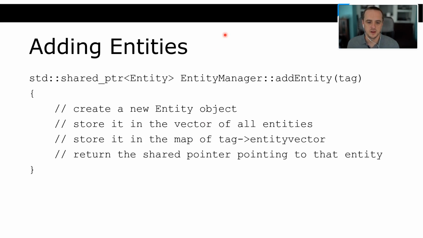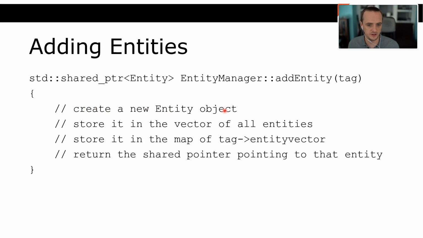So how do we add an entity in the entity manager? Well, we have this function, which is add entity, and we're going to pass in a string tag. And of course, I don't have the qualifiers on it here because it would go off the side of the slide. And then this function, once it adds the entity, is going to return a shared pointer to the entity that we just created. So the logic flow of this function is going to be something like this.